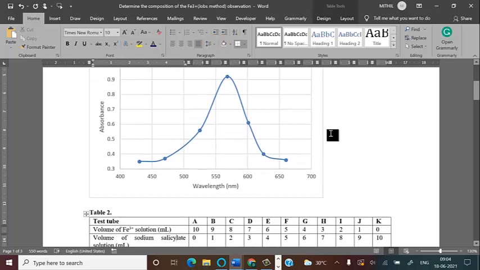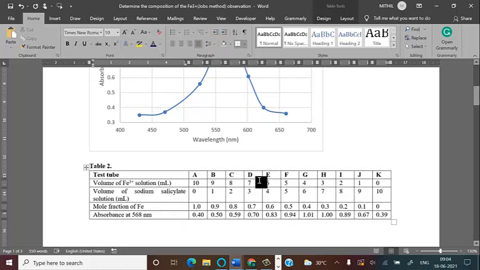Then, as you know, we are taking different stoichiometries of the ion. Here we are using 10 ml of 0.0025 molar ion solution in the A test tube, with no addition of sodium salicylate. Then we decrease the concentration of the ion solution and increase the concentration of sodium salicylate from the A test tube to the K test tube.